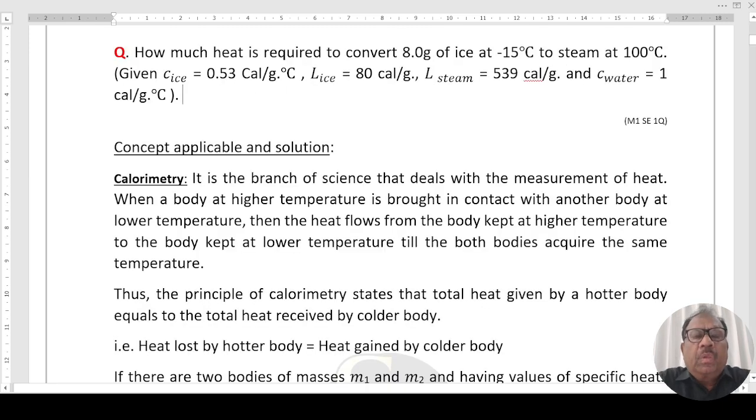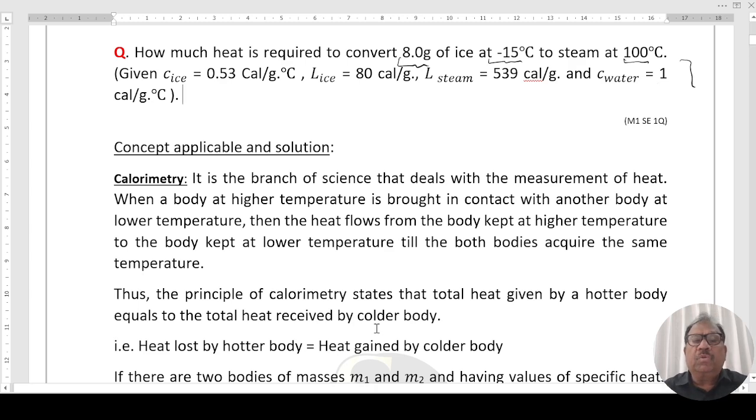The question is, how much heat is required to convert 8 gram of ice at minus 15 degrees centigrade to steam at 100 degrees centigrade? These are the given parameters. Specific heat of ice is given, latent heat of ice is given, latent heat of steam is given, specific heat of water is given.